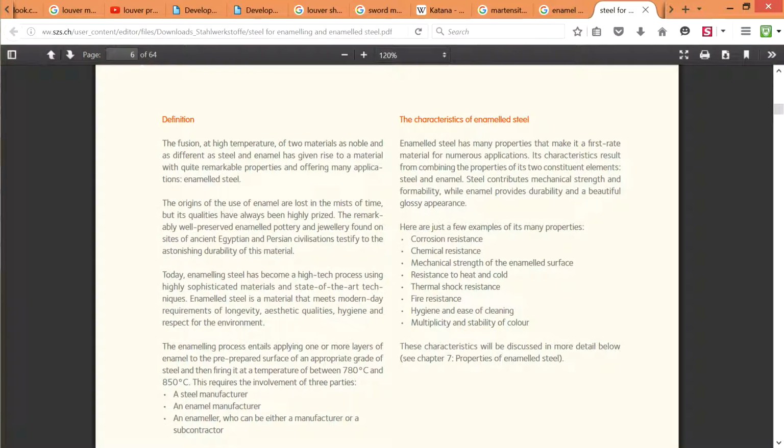Anyway, it is created at a high temperature. The enamelling process applies one or more layers of enamel to the prepared surface of an appropriate grade of steel. So you have a certain steel, and then you coat it again and again with more and more layers, and eventually you create an enamelled steel. This is about the layering in order to create an enamelled steel, and it has many properties that make it a first-rate material for numerous applications.